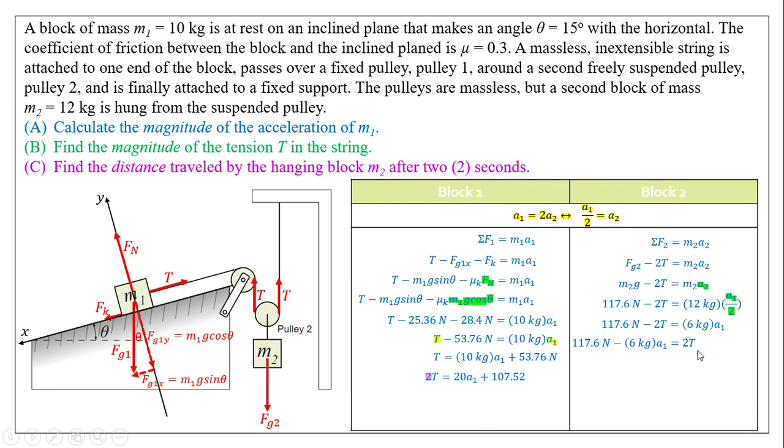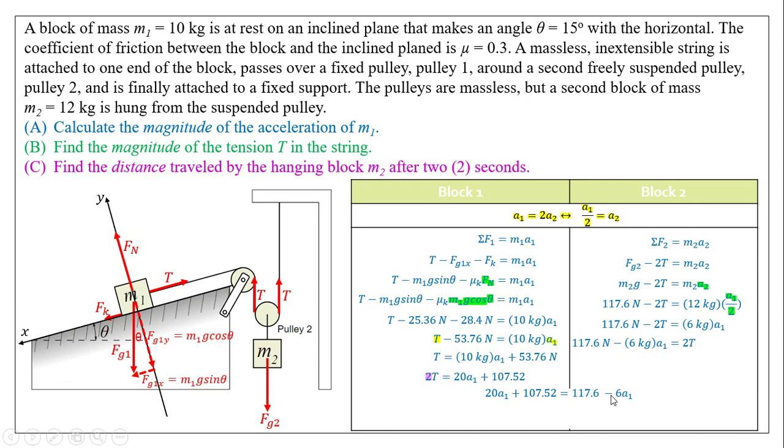So what I'm going to do is set these two functions equal to each other, as I've done before in other videos. I like to find things that are similar and then set the two functions equal to find what it is that I'm missing. So here we have 20A1, which is carried down, plus 107.52. Here 2T is equal to 117.6 minus 6A1, which I carry down here. As you can see here in the statement, the only unknown is A1, which is what we're asked to find in part A. Well, I'm going to combine like terms.